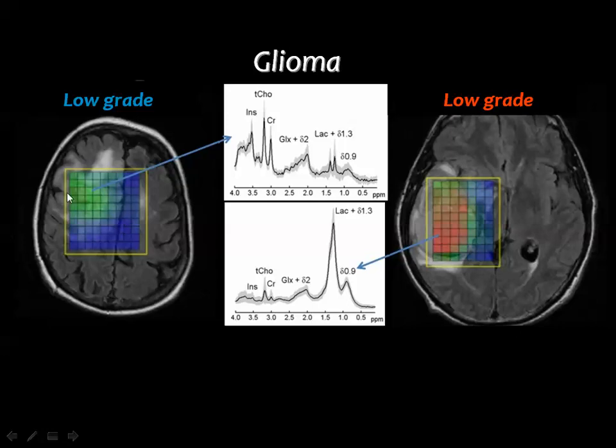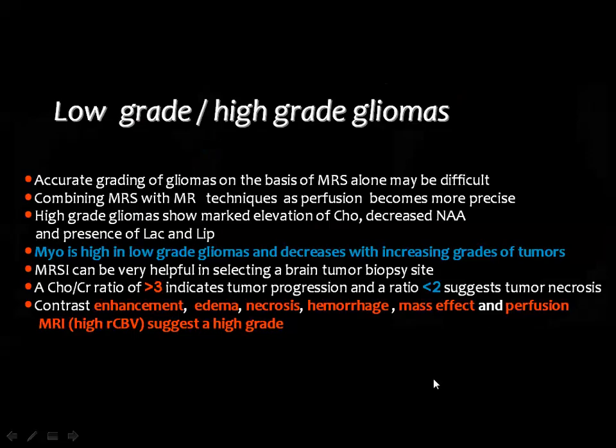And here are the spectra obtained from a low-grade lesion. You see the lactate is high and there is some elevation of the choline compared to the creatine. But in the high-grade tumors, you got marked elevation of choline compared to the creatine. Then accurate grading is usually difficult if you use only MR spectroscopy.